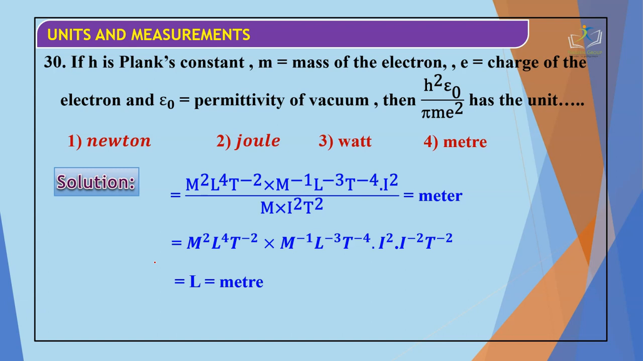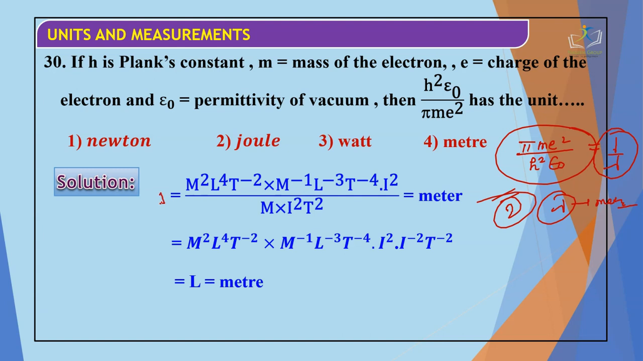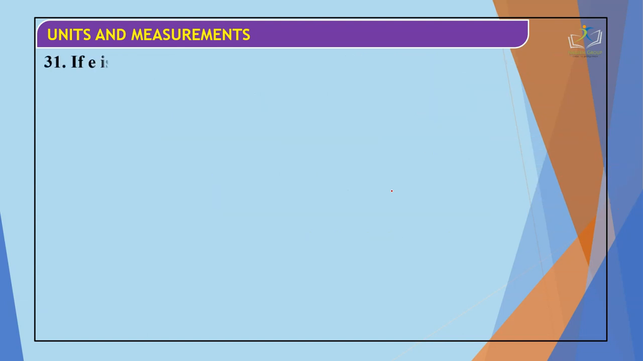So student, as I told you, the value of pi me square by h square epsilon naught actually gives 1 by lambda. So just the opposite gives lambda, and lambda is equal to meter. This is the second method you can say, and in the first method you have to put all the individual dimensions. Next we can move ahead.